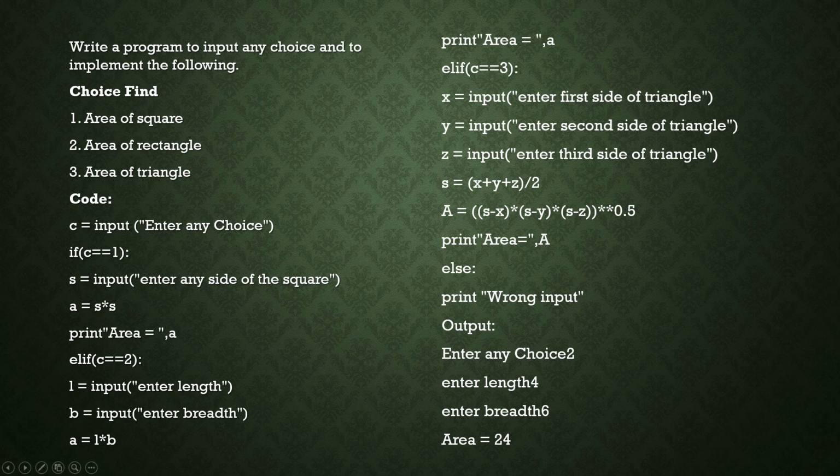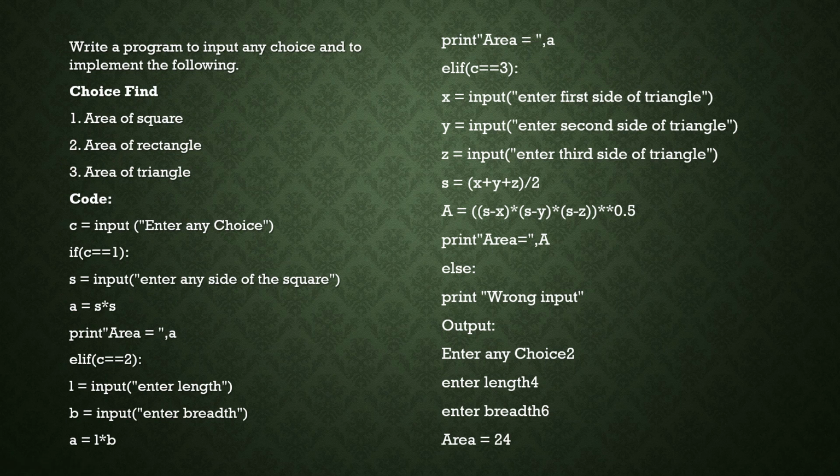S equal to input, enter any side of the square, A equal to S into S. So here S and A, both statements should be shifted to the right. That means we need to insert some horizontal tab. Okay, and this one also, print area equal to A. So only one side you need to access. So area equal to S into S, that is to find the area of a square.